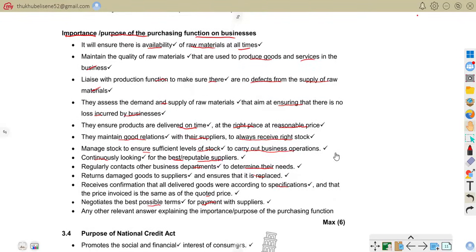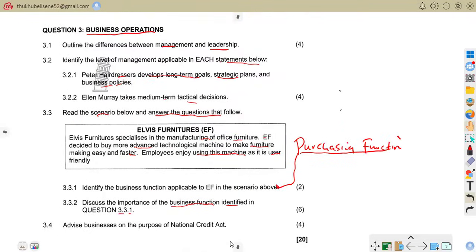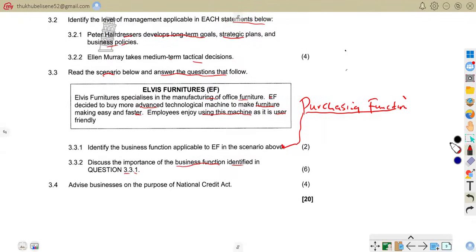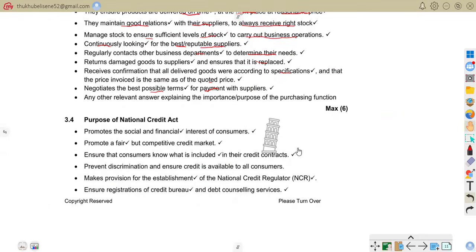Now let us move on to 3.4. 3.4 says advise the business on the purpose of the National Credit Act. So here we are on the answers on the purpose of the National Credit Act.